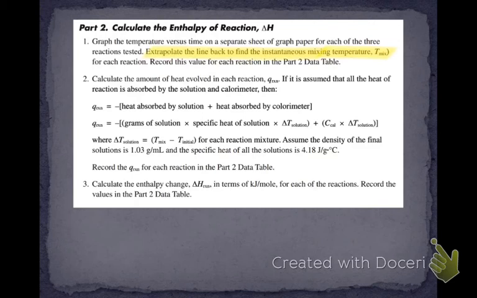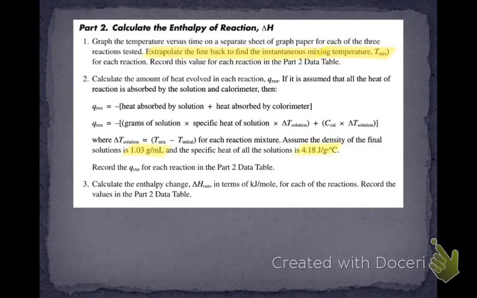Okay, so you're going to calculate your Q of reaction. It's very specific here on what you have to plug into this equation. So read through that. If you have questions, please ask. It's really not that much different than what you have done before and what you have seen in the pre-lab. I want you to also take into account the density of the solution. They're giving that to you.